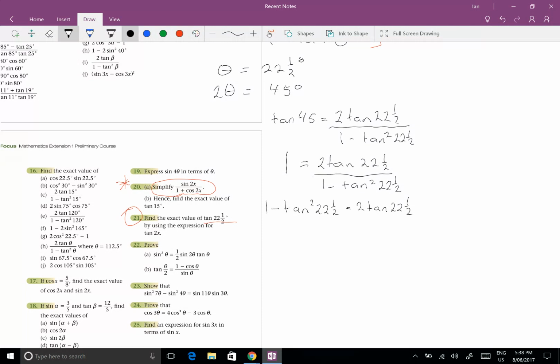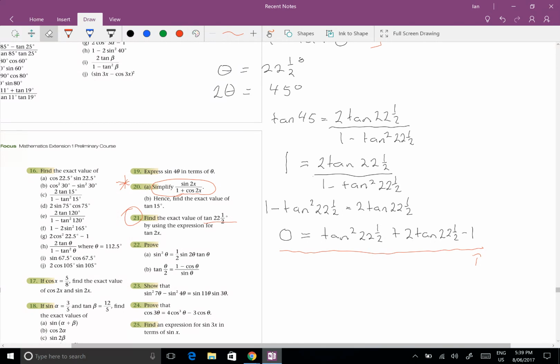Okay, now let's subtract the 1 and add the tan squared 22.5 over. So here we'll get 0 equals tan squared 22.5, which I've added, plus 2 tan 22.5, and minus 1. Now this looks like something you should know. This looks like a quadratic equation. We've got something squared plus 2 times something and a constant. So I should be able to solve this like any other quadratic equation.